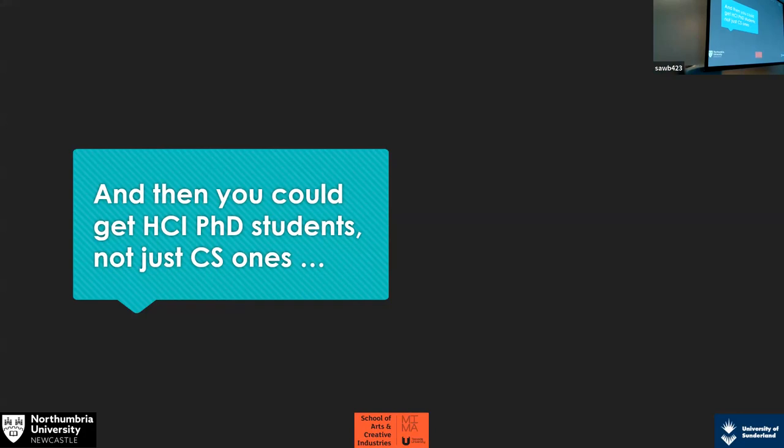I picked up Darren Lavery from Heriot-Watt. We'd done the masters there, and they wanted to do HCI stuff, not formal computer science stuff or software stuff.